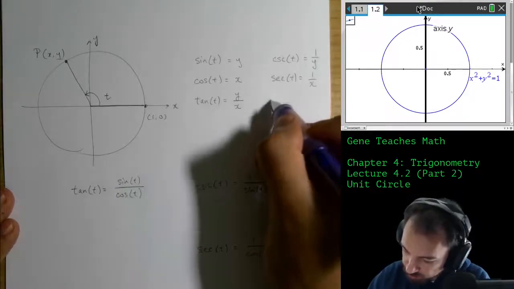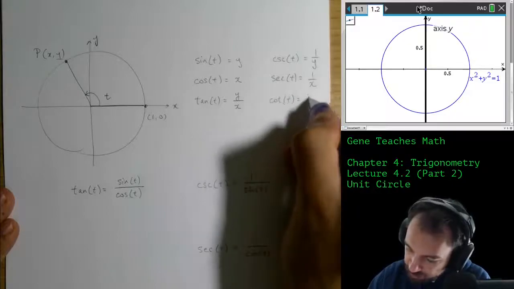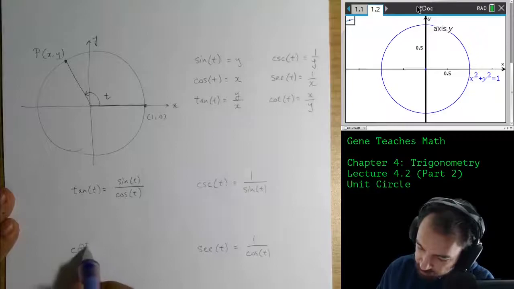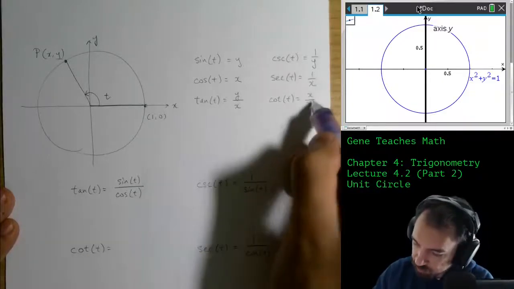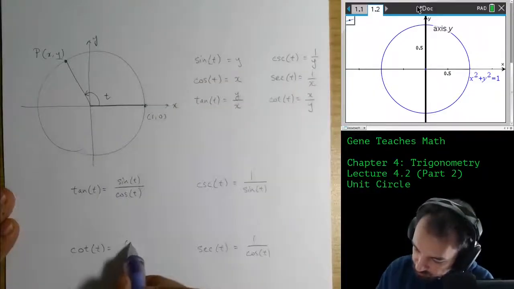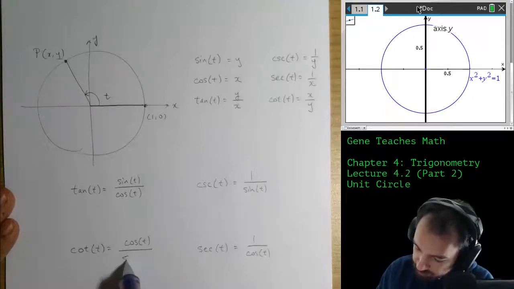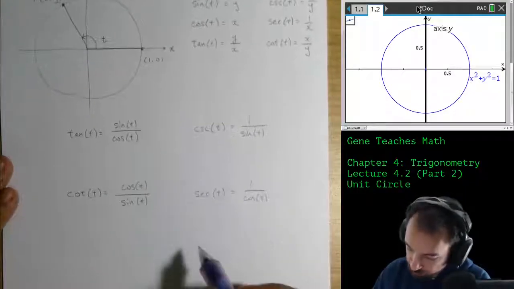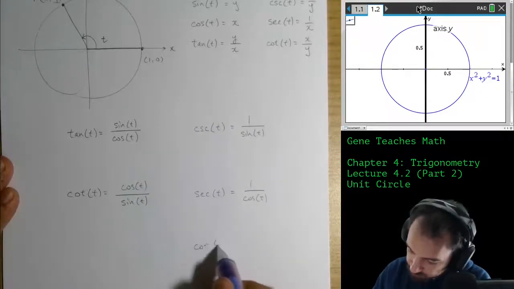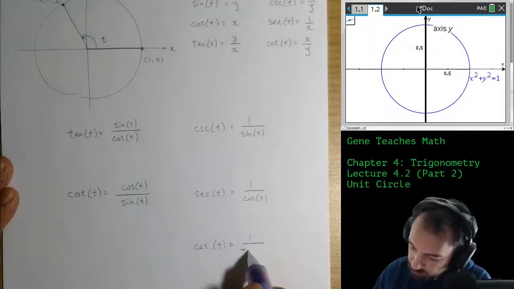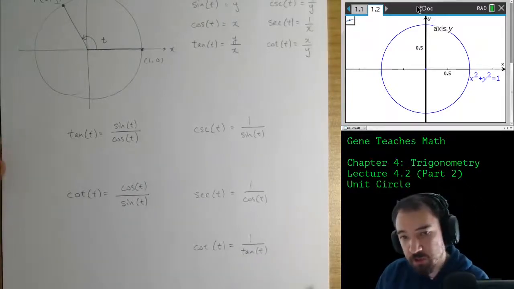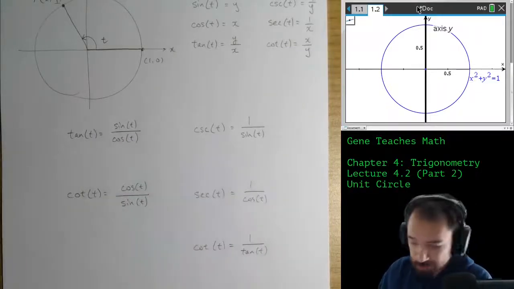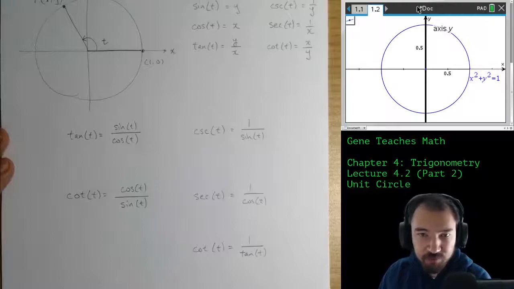And then cotangent of t is defined as x over y. So we can understand this as cotangent of t being cosine over sine, so it's cosine of t divided by sine of t. And then this is the reciprocal of that. So we could perhaps write that cotangent of t is equal to 1 over tangent of t. And these are all what we call trigonometric identities.